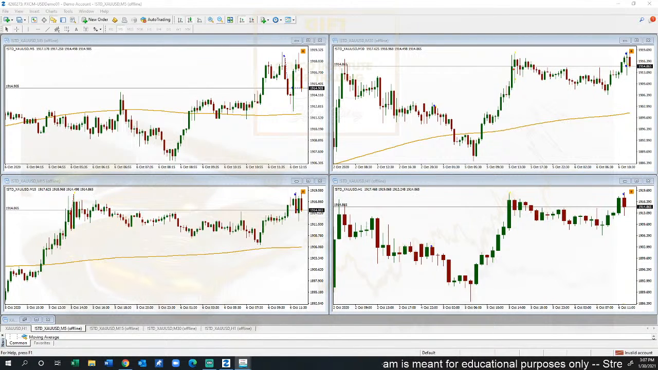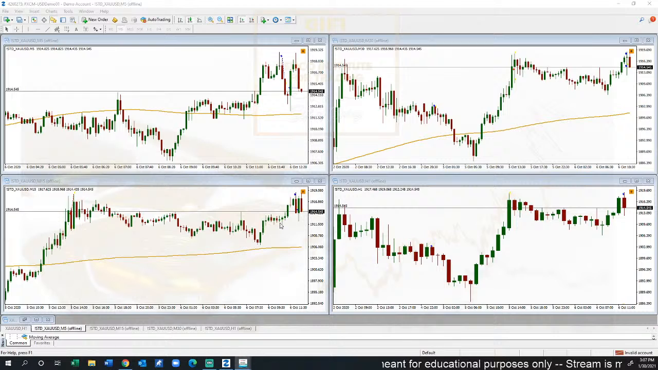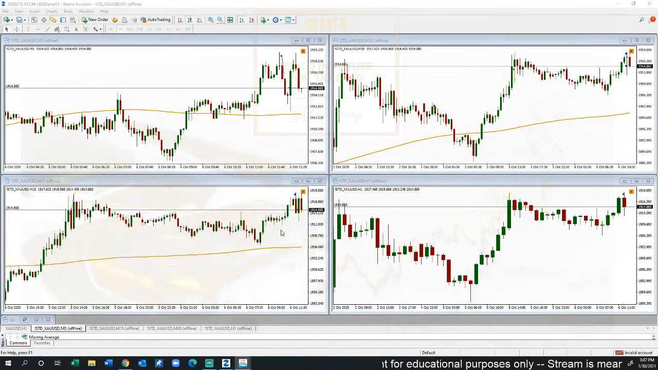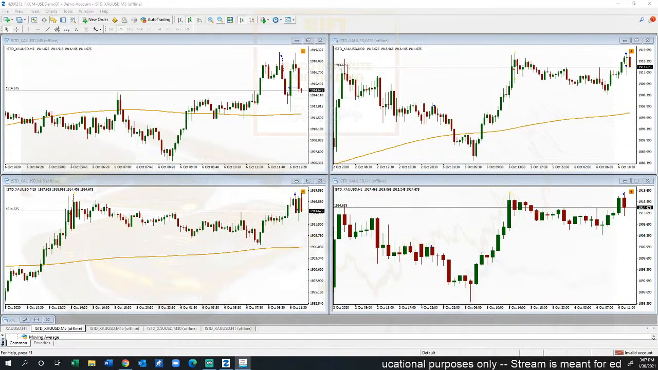Pretty choppy though, I gotta say. If you look at that 15-minute chart down here, no clear direction. And it's gone red again.